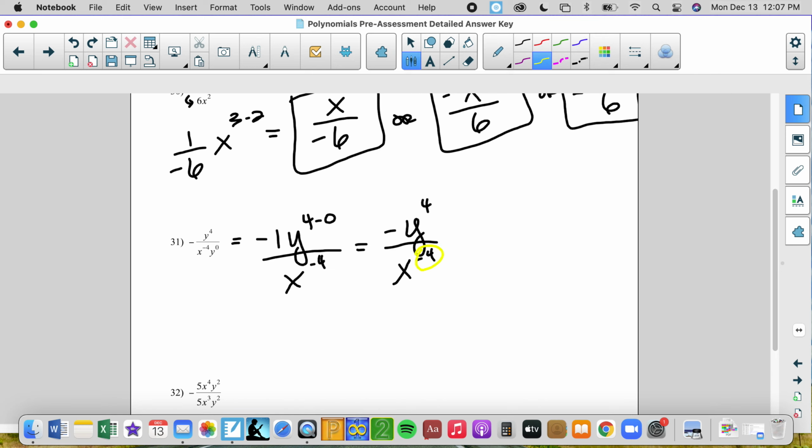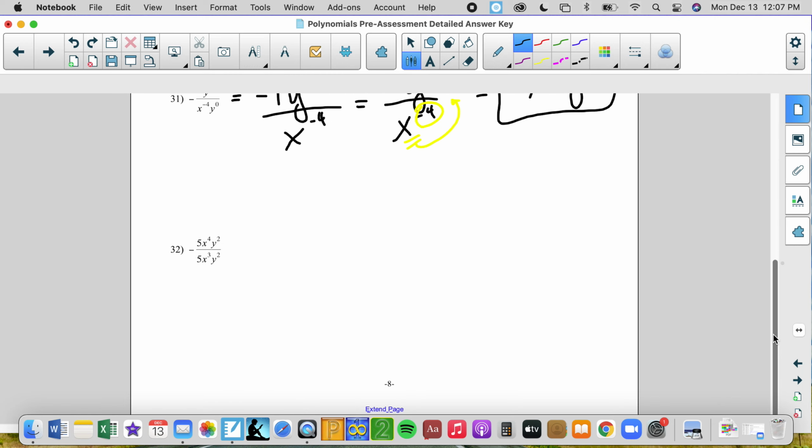Now I have a negative exponent. That base has to change its location. It was in the denominator. It now goes in the numerator. And notice I put it in alphabetical order. X is going to come before y. Another tricky one there. 31 will be interesting to see how many people got that.